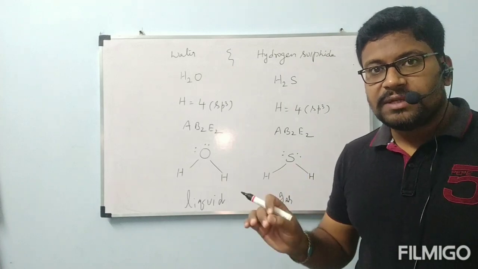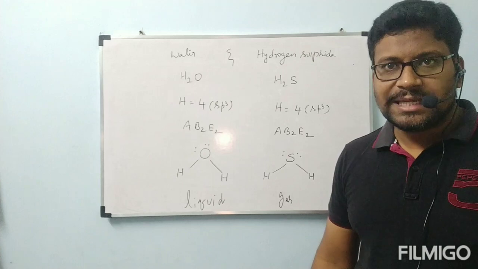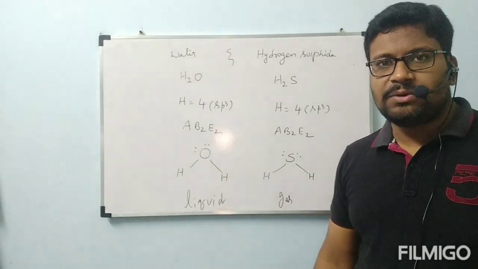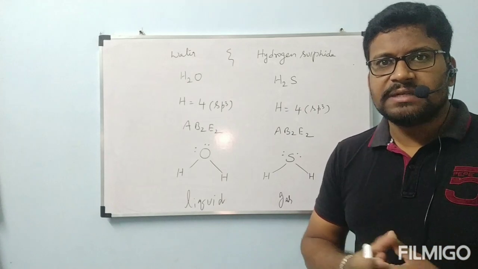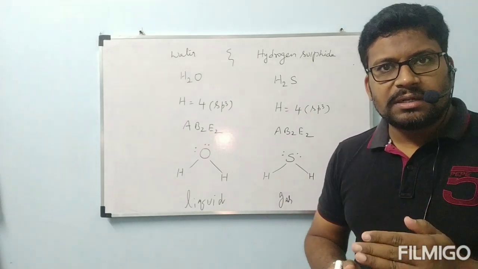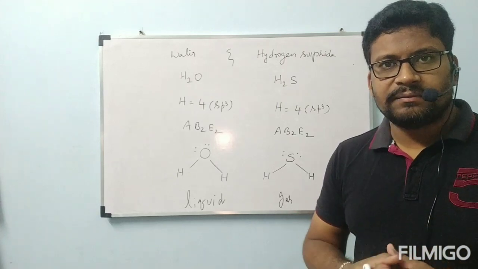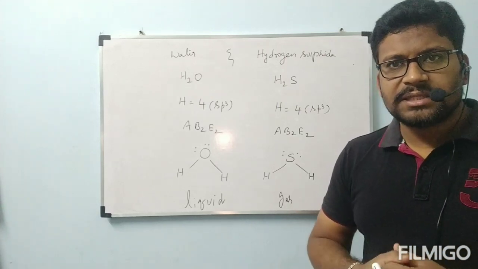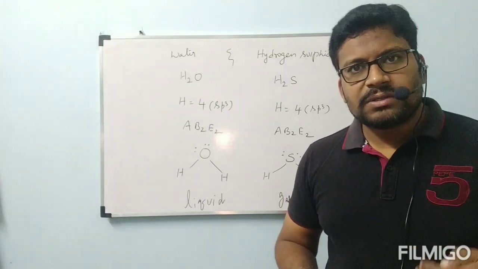Okay, because of that, we found one small difference between H2O and H2S. That is, H2O is liquid at room temperature. Normally at room temperature, water exists in the liquid state. If you want to convert that water to gas state, we have to heat it. At 100 degrees C, and at high temperature, it will be converted to gas state. At low temperature it will be converted to solid state.